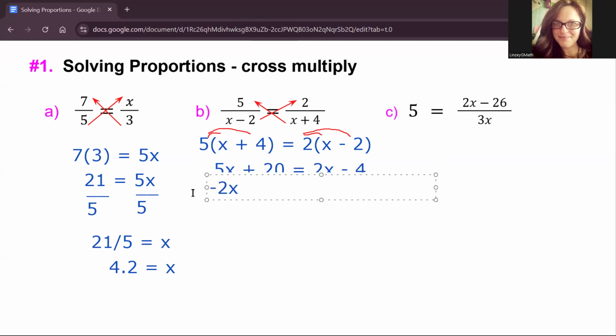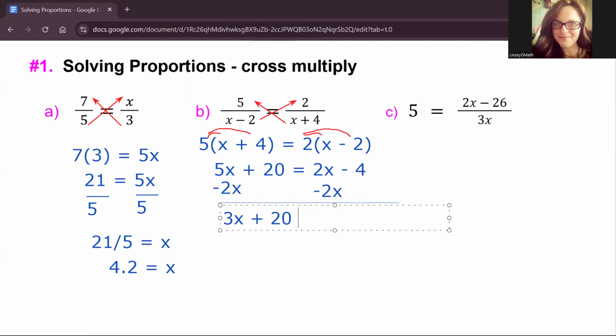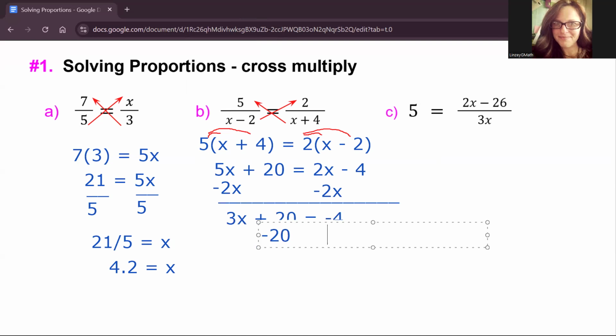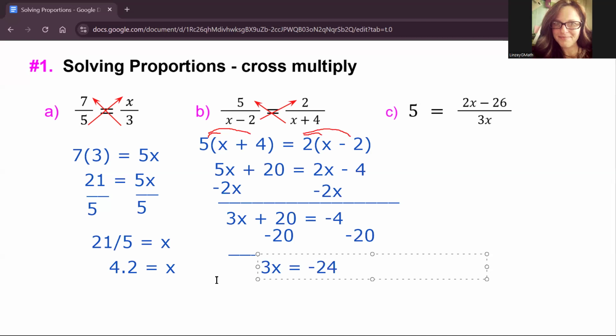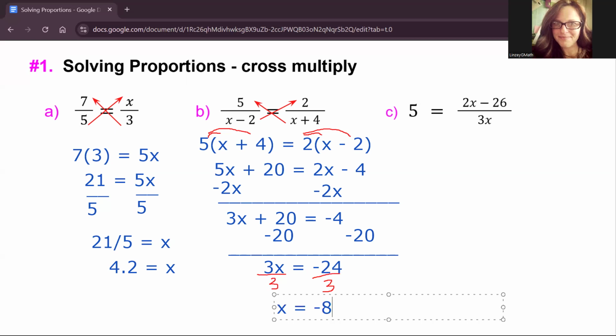Then we'll subtract 2x, bring it over to the other side of the equal sign. Then we get 3x plus 20 is equal to negative 4. And then we'll subtract 20, bring it over to the other side. And we're left with 3x is equal to negative 24. And then we'll divide by 3. Negative 24 divided by 3, we get x is equal to negative 8.